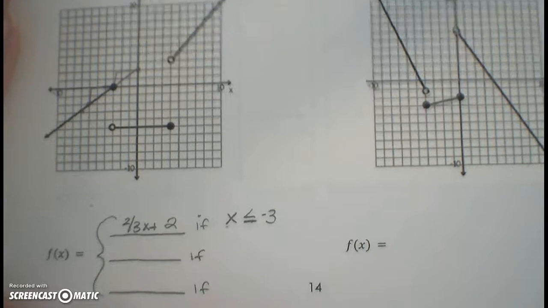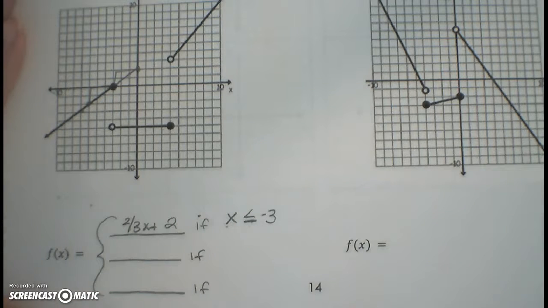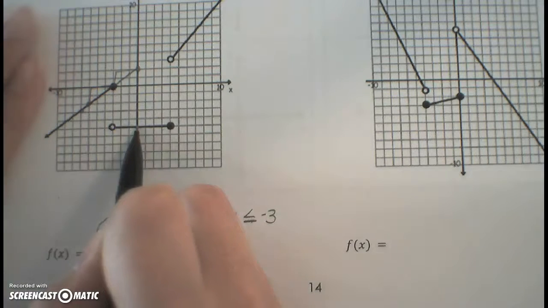All right, for the next one, we are a horizontal line. So we know that's a slope of 0, and we don't put 0x. We just put the intercept. Well, in this case, our intercept is -5.